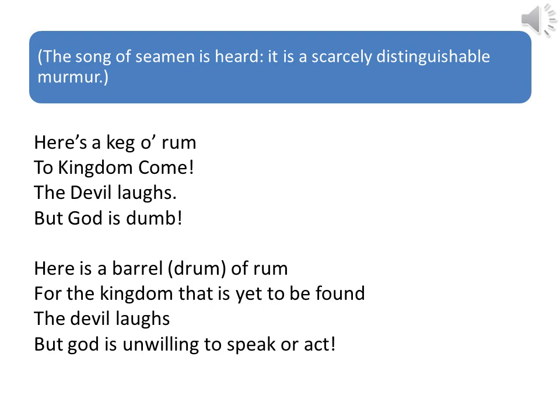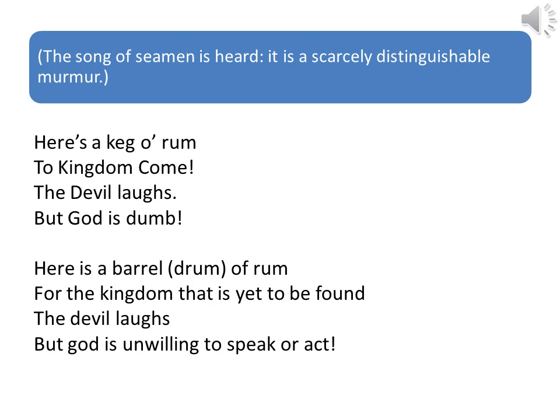Here is a mini barrel of rum, a drum of rum, for the kingdom that is yet to be found, to kingdom come. So they are discovering, basically. The devil laughs. So they are pointing someone to be the devil here. Let us see who is that later.